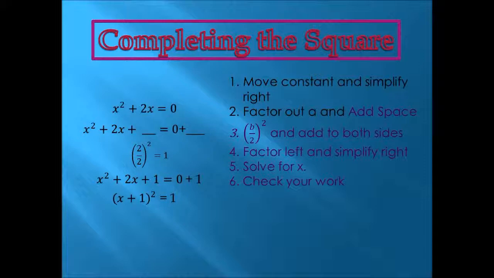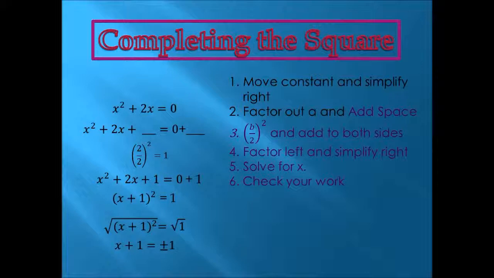When you look at the factored form, we have x plus 1. That 1 doubled gives us our b term, which is 2, and 1 squared gives us 1, which is our c term, and it should always work out like that. Then we square root both sides, and we're left with x plus 1 equals plus or minus 1. Remember, when you square root a number, you get a positive and a negative value.